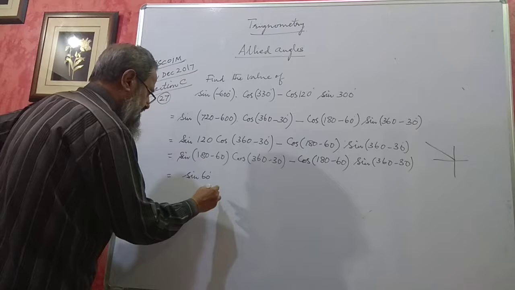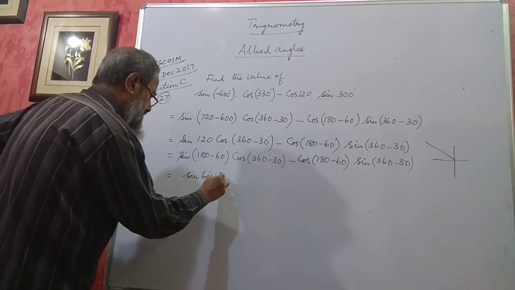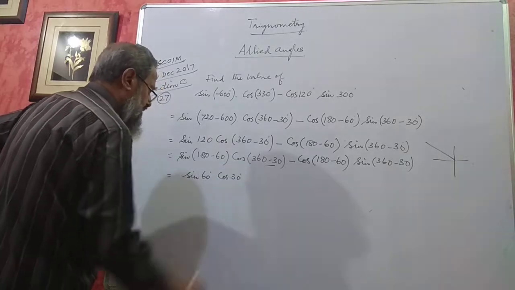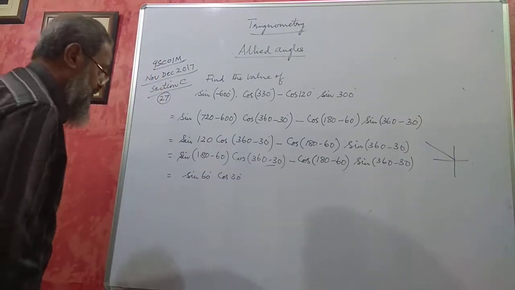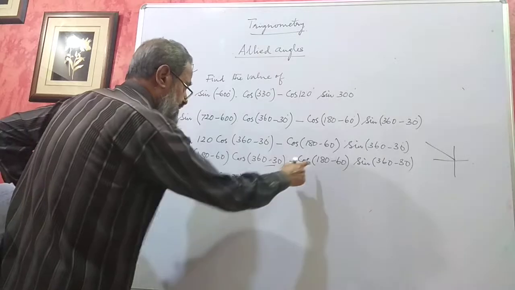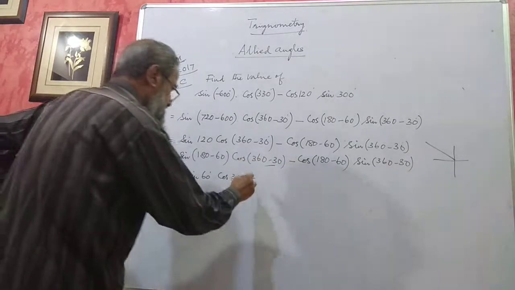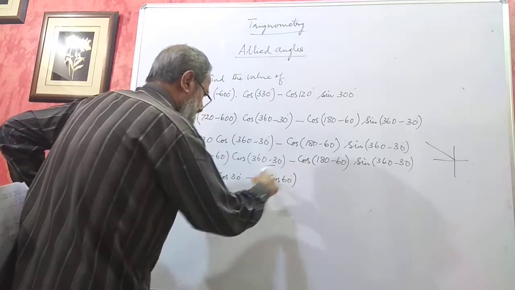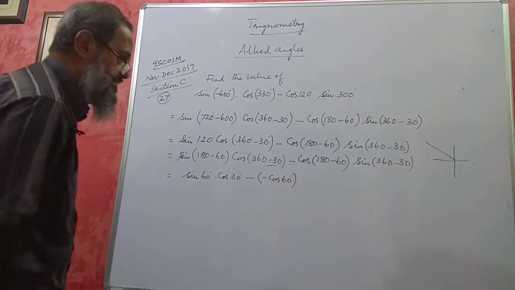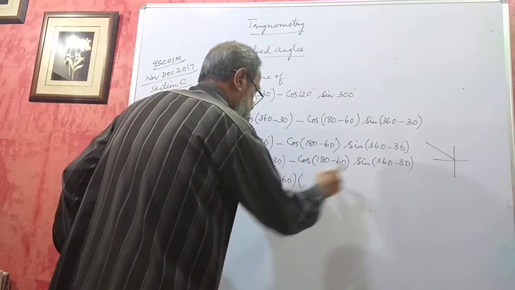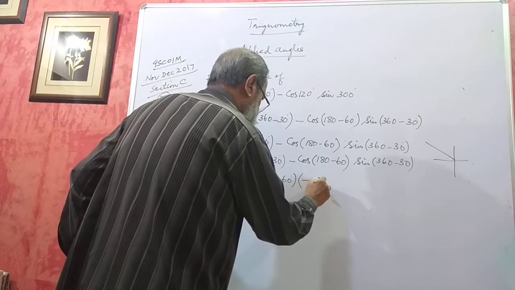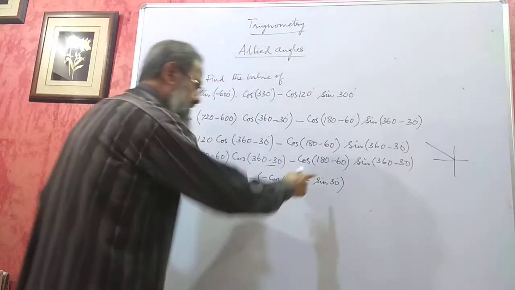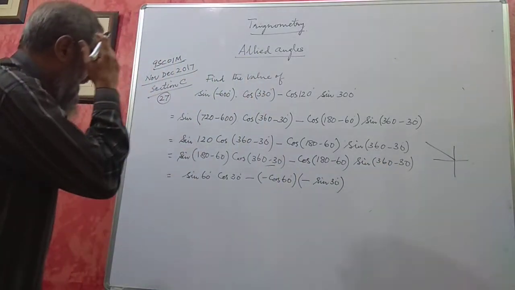Into cos of 360 minus 30, that will be plus cos 30, because it is in the fourth quadrant. Minus cos of 180 minus 60, in the second quadrant, becomes minus cos 60, since cos is negative in the second quadrant. Sin of 360 minus 30 will be minus sin 30, because in the fourth quadrant sin is negative.